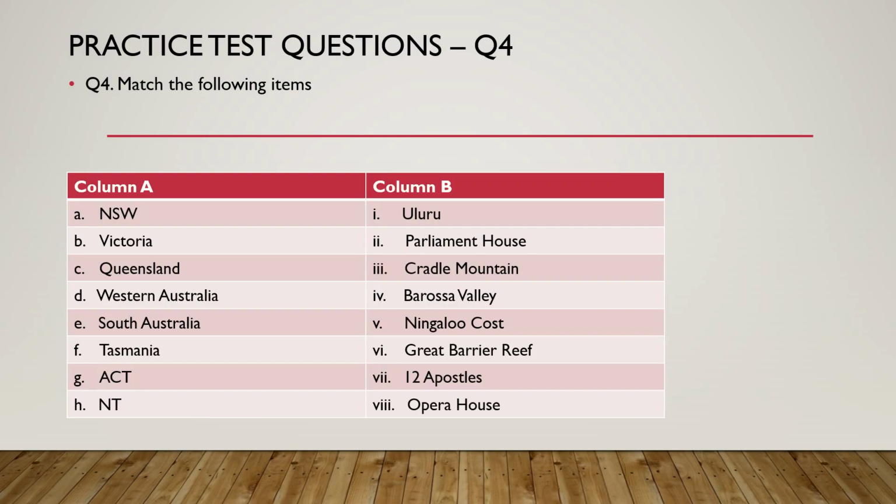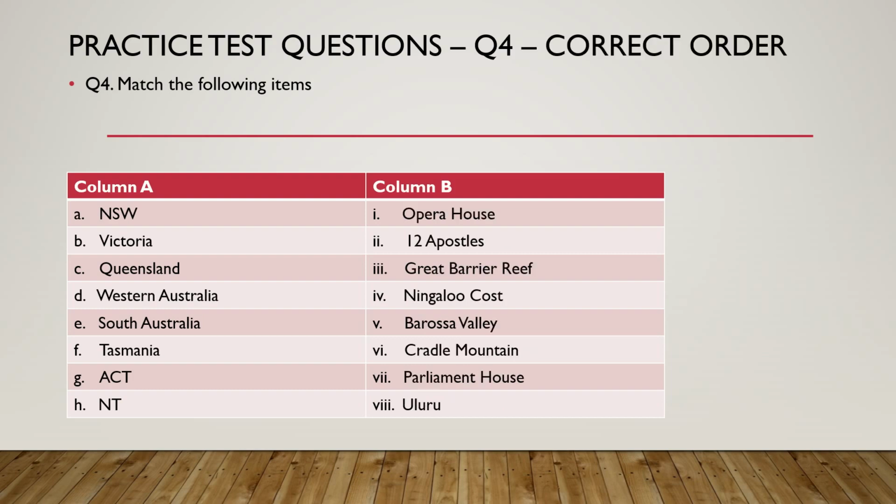So now a question about icons. Column A contains different states and column B contains the main icons. You have to just match the items. On the next page I'll give you the correct order: NSW, Opera House; Victoria, 12 Apostles; Queensland, Great Barrier Reef; Western Australia, Ningaloo Coast; South Australia, Barossa Valley; Tasmania, Cradle Mountain; ACT, Parliament House; and Northern Territory, Uluru.